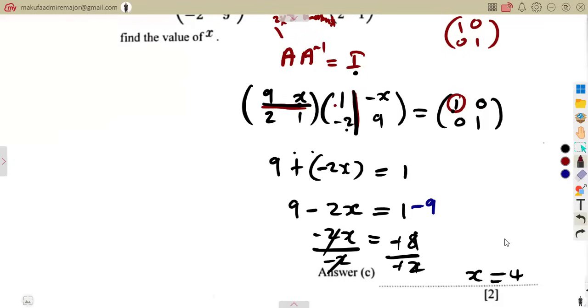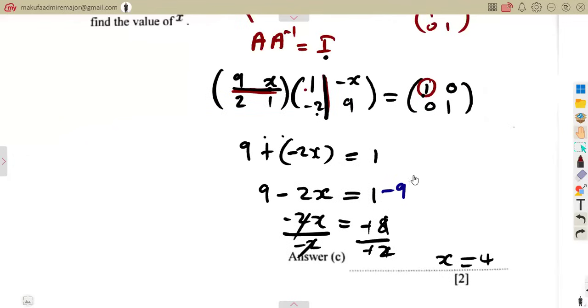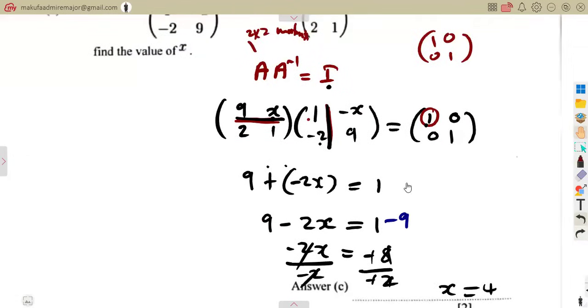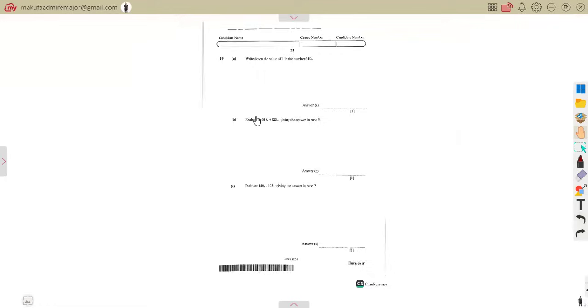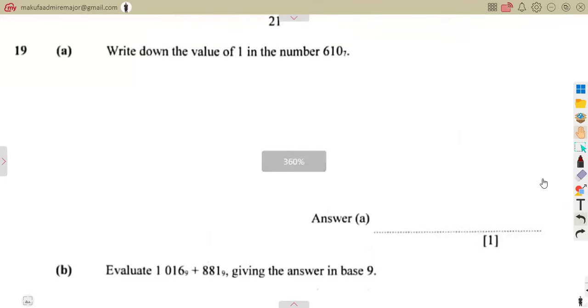So we are given that x will be 4 for this matrix to be an inverse of that other matrix. The product of the two must be equal to the identity matrix, which is 1 0 0 1, like that one. Write the value of the 1 in the value 6107 in base 7. So what is the value corresponding to the 1?